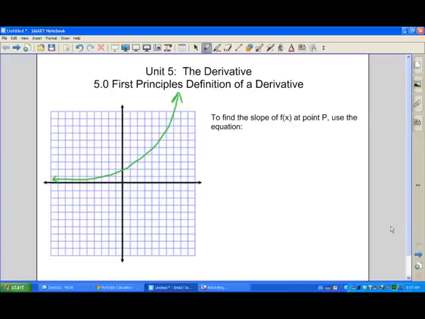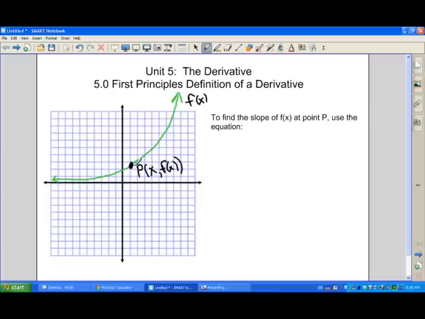We know the name. So where we left off in Unit 4 was taking a look at a curve. And we'll call this curve f of x. And let's say we have some point P on the curve. This point P is at the point x and f of x.